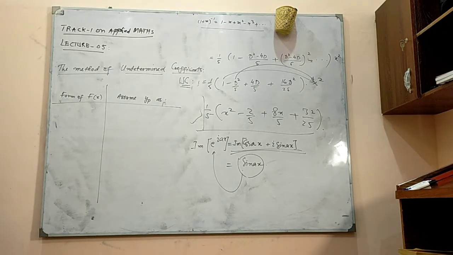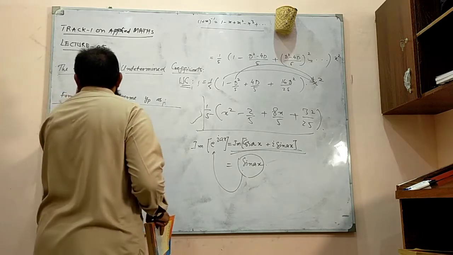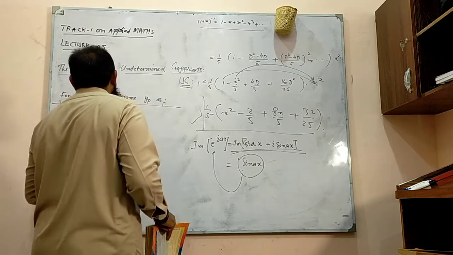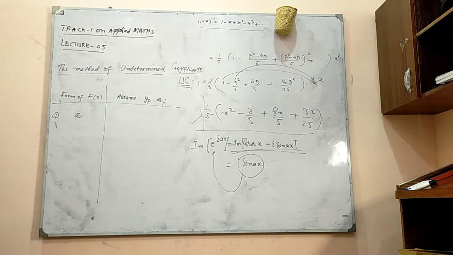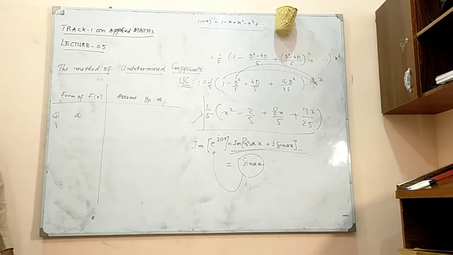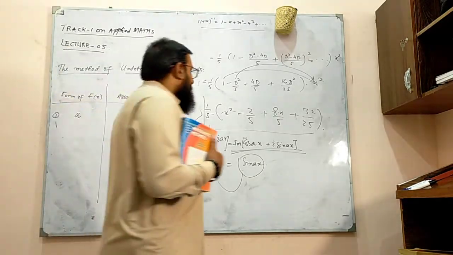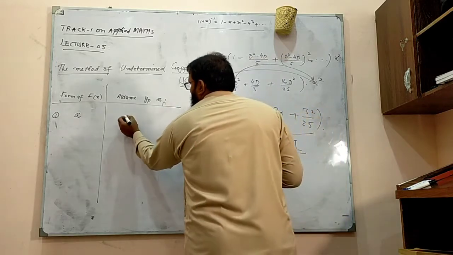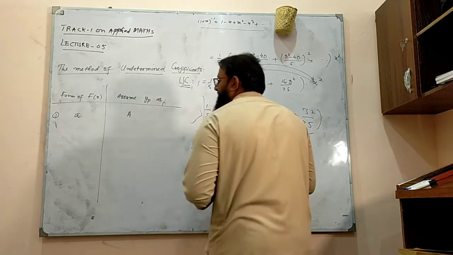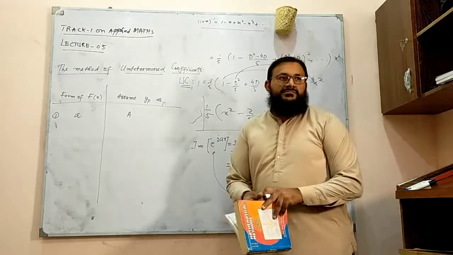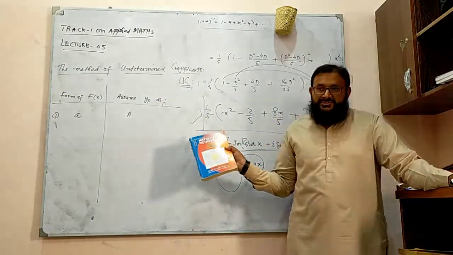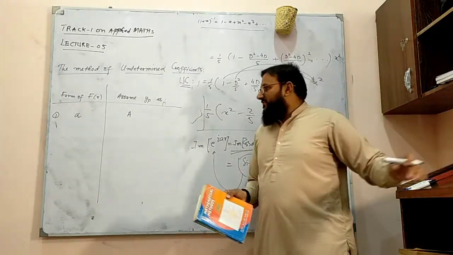So what should be the form of your f of x? The first form is it's going to be a constant. So what should be the form of yp? y equal to a constant C. Again it's going to be any constant, but you have to find out the value of constant.